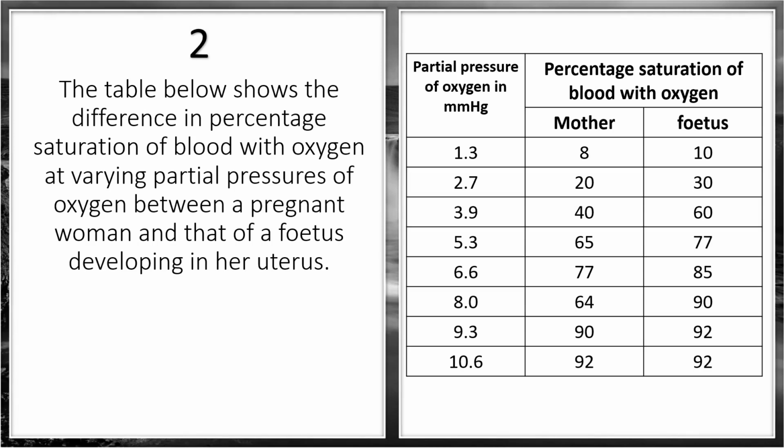Number 2, the table below shows the difference in the percentage of saturation of blood with oxygen at varying partial pressures of oxygen between a pregnant woman and a fetus developing in her uterus. So we have here the partial pressure of oxygen, and then we have got the percentage saturation of blood with oxygen. There is that one of the mother, and then we have the one for the fetus.